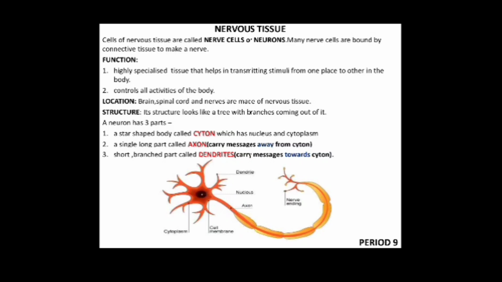A neuron has basically three parts. A star-shaped body known as cyton, which is the cell body which has nucleus and cytoplasm. A single long part which appears like a fiber is known as axon, which carries message away from the cyton. And a short branched part called the dendrites which carry the messages towards the cyton. And lastly, there are the nerve endings through which the message is passed from one neuron to the other neuron.